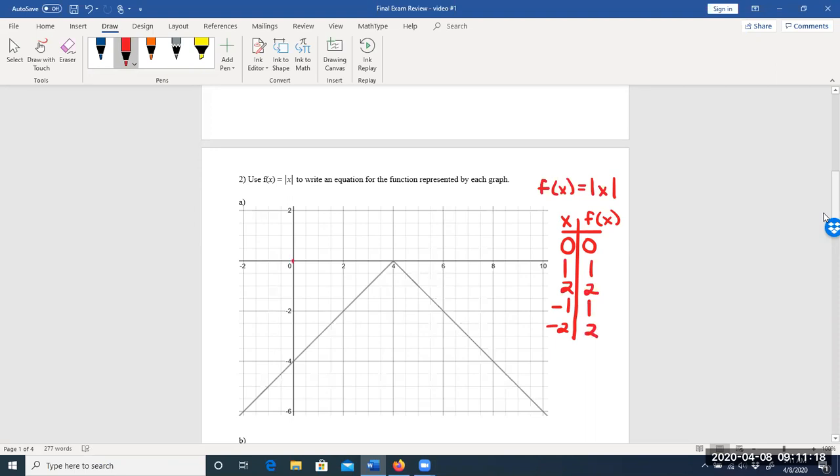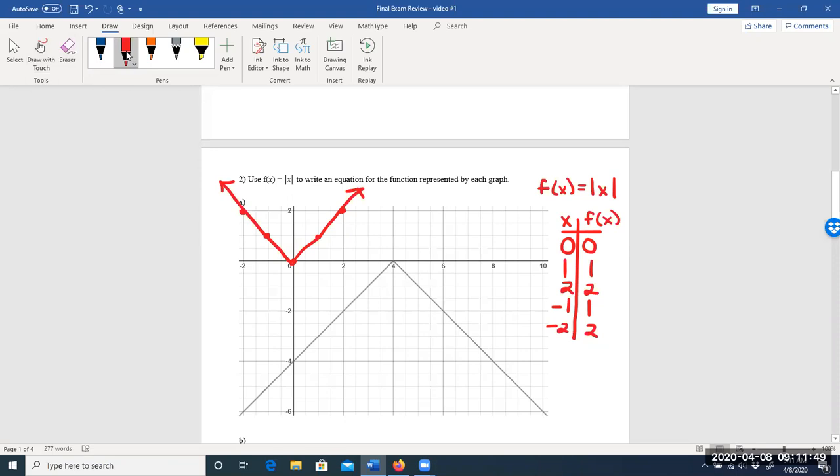So the shape of this parent function is a V. This is a V-shaped graph. Sorry, these are supposed to be straight lines. I think I plotted that point wrong anyway. So, sorry, that was not quite at -1, 1. Here we go. Here's -1, 1.